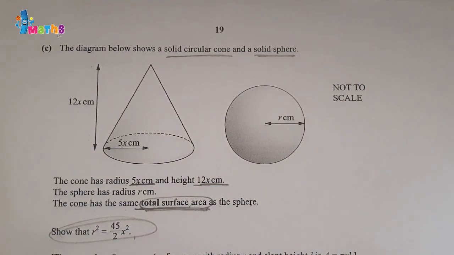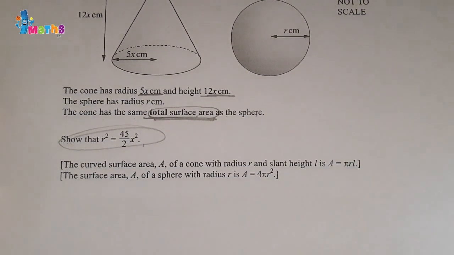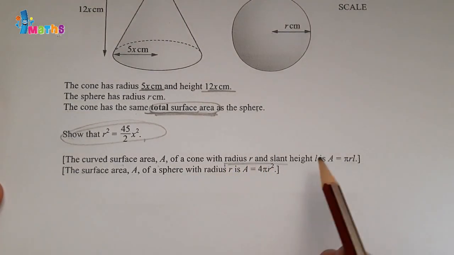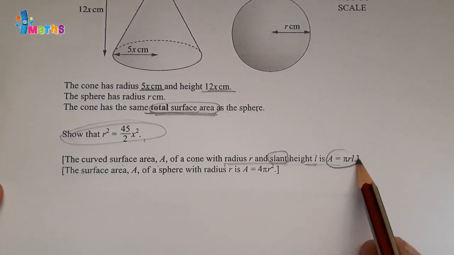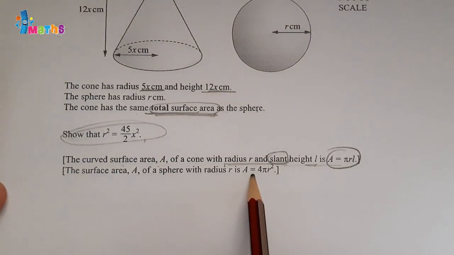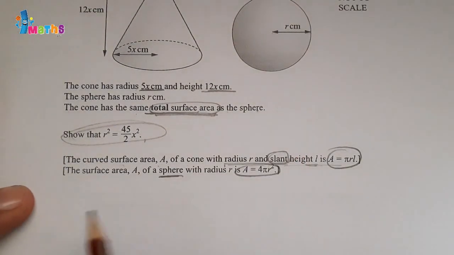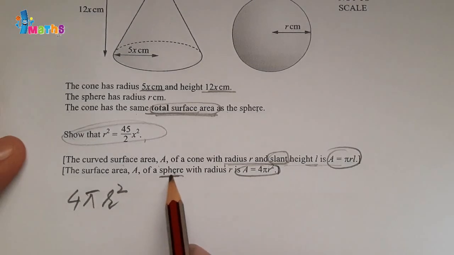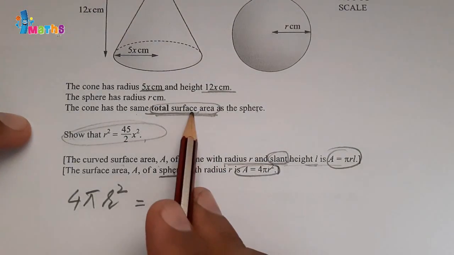The formulas are provided. The curved surface area of a cone with radius r and slant height l is pi r l. We will use this for the curved surface area of the cone, and this will be the surface area of the sphere. So the area is 4 pi r square for the sphere.